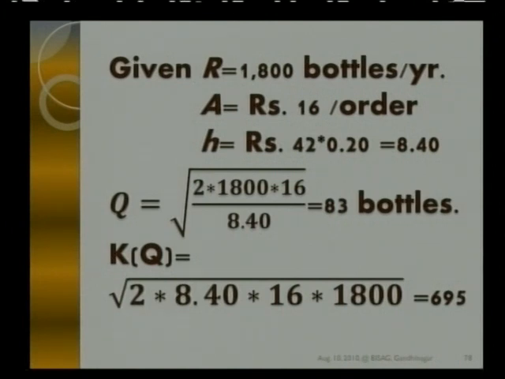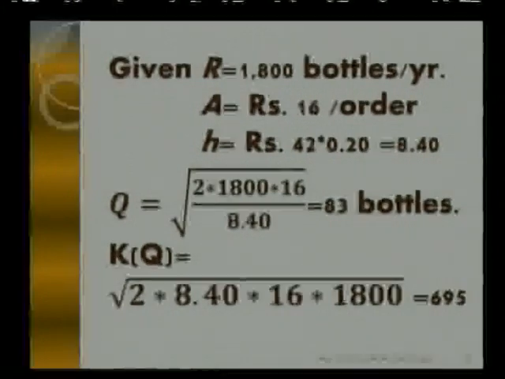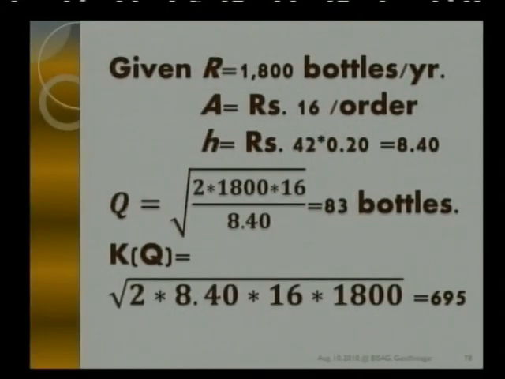Now Q, we know, is the square root of 2AR upon H, and that will give you the answer, that is 83 bottles. That means we are supposed to buy 83 bottles per order. We need to order the 83 bottles for the minimum cost, where the minimum cost will be nothing but the square root of 2AHR, which is equal to 695 rupees.